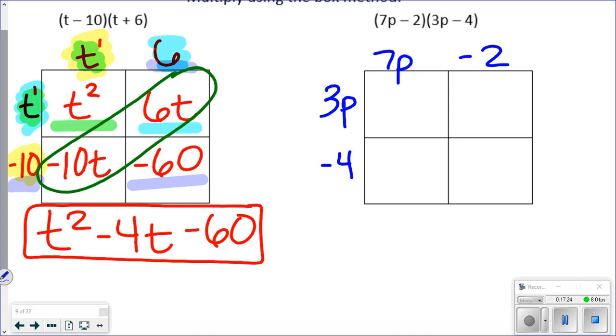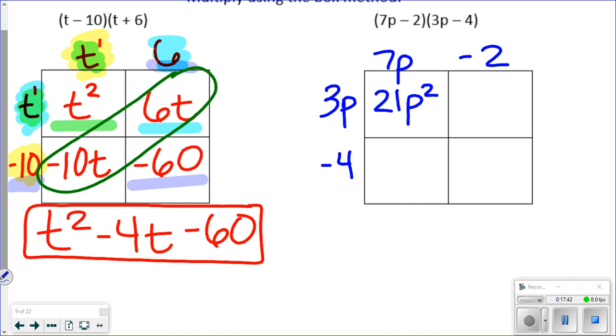If you switched your 7p minus 2 and 3p minus 4, that's okay. I chose to write it this way this time, but we're still going to come up with the same answer if we did this correctly. 3 times 7 and p times p.